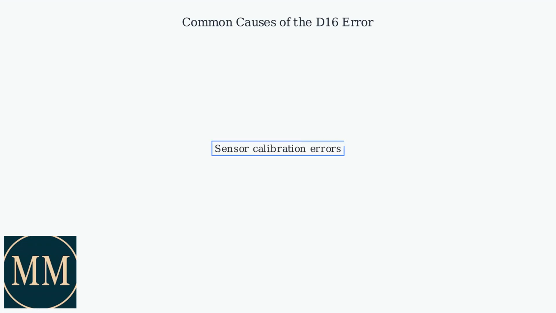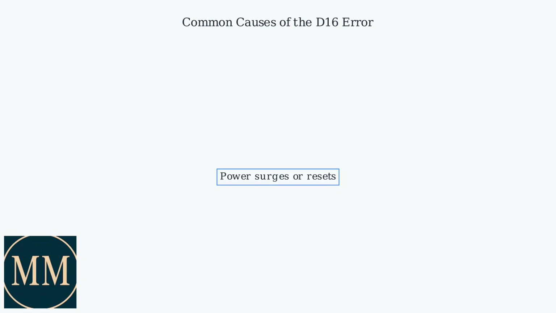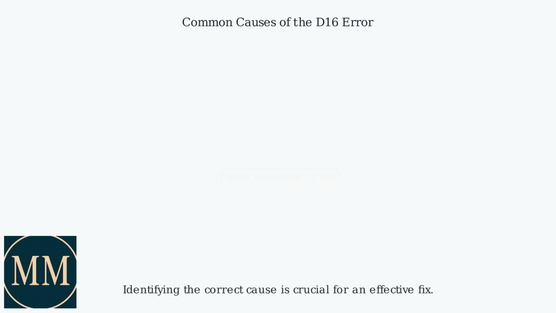Sensor calibration errors may trigger false door faults, leading to the D16 code. Finally, power surges or frequent resets can corrupt the board's memory and cause the error. Identifying the correct cause is crucial for an effective fix and to avoid unnecessary downtime.